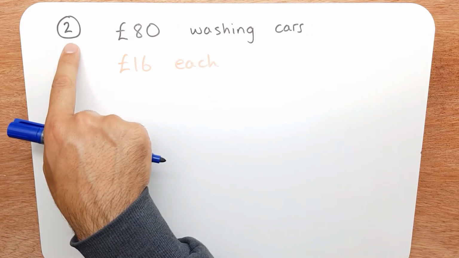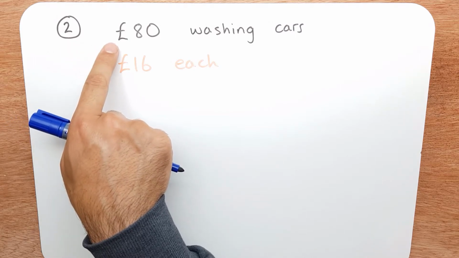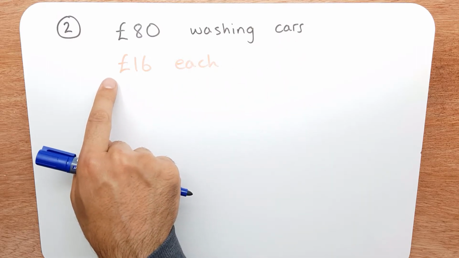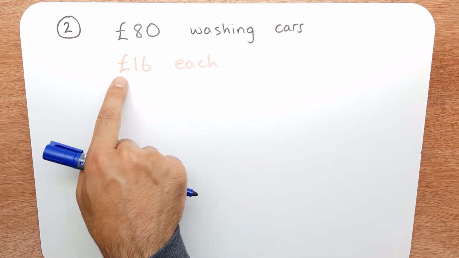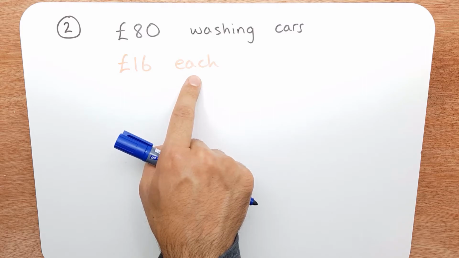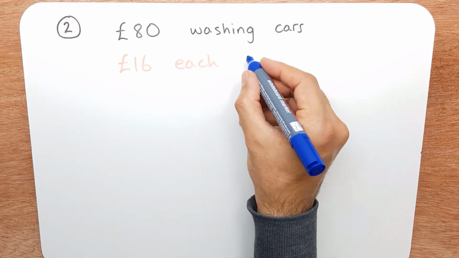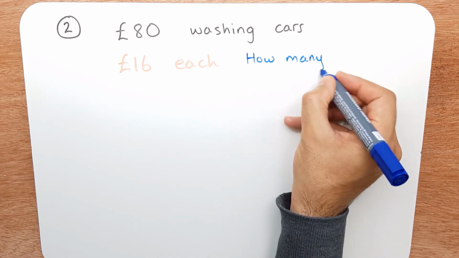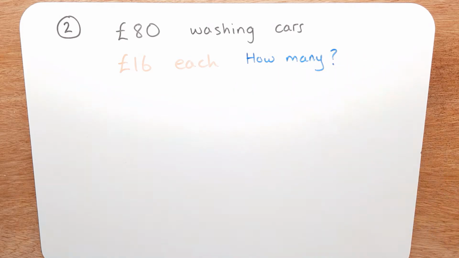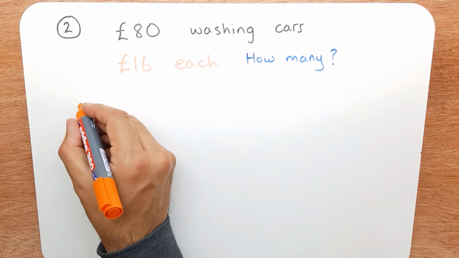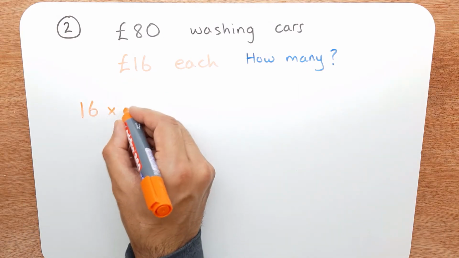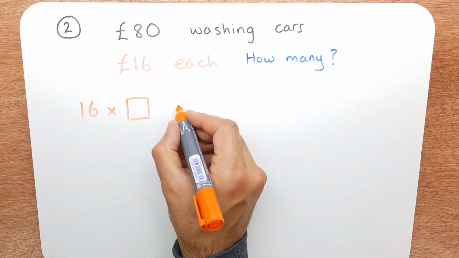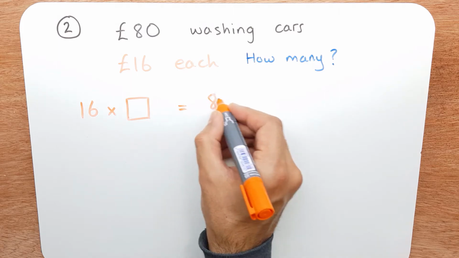Question 2, we're told a group of friends makes £80 washing cars. And at the end of the day, when they share the £80, they get £16 each. Now we want to work out how many friends are there in the group. So again, you can do it this way. You can say 16 times number of friends equals 80.